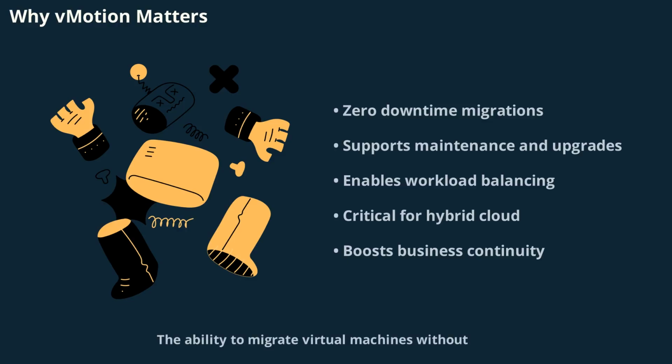The ability to migrate virtual machines without downtime is a cornerstone of modern IT operations. vMotion empowers administrators to perform maintenance, balance workloads, and respond to changing business needs, all without disrupting users. This seamless migration capability enhances system availability, supports disaster recovery, and enables dynamic resource optimization. In today's hybrid cloud world, vMotion's role is even more critical, providing the agility needed to move workloads between private and public clouds. Its impact on operational efficiency and business continuity cannot be overstated.